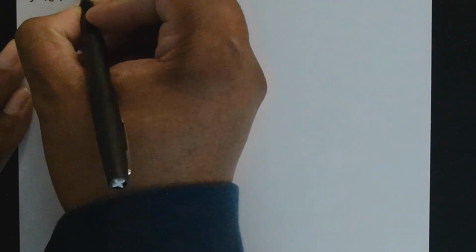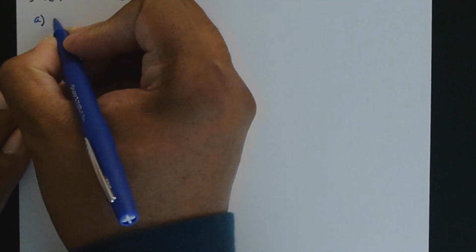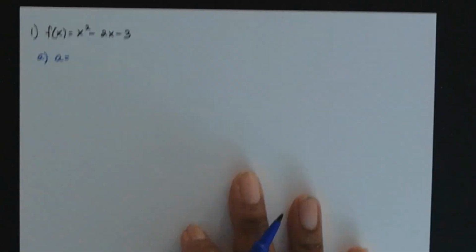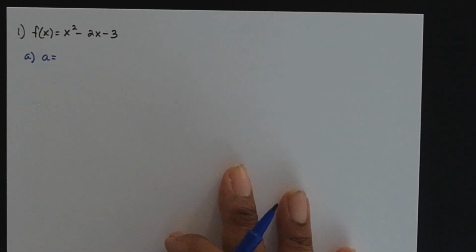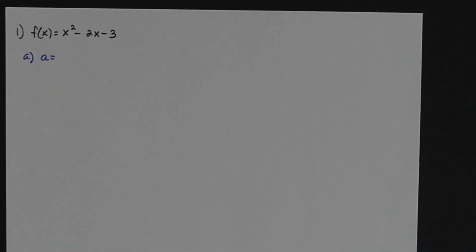All right, so problem number 1, we got the function f of x is equal to x squared minus 2x minus 3. So here we want to determine whether the parabola opens upward or downward, which is part A. And to do that, we always look at the coefficient of your x squared term. If it's positive, it opens upward, or if it's negative, it opens downward.